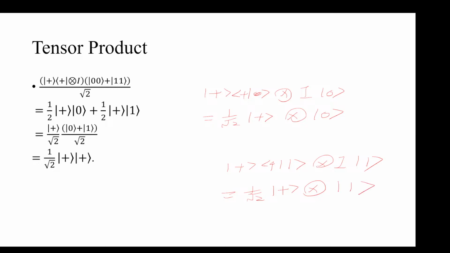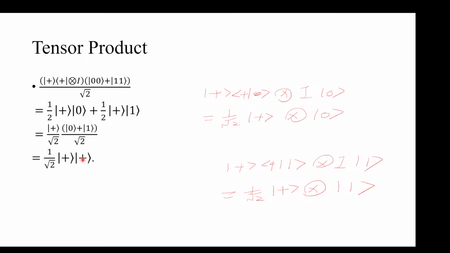So the first component becomes plus and 0, and the second component becomes plus and 1. Then we can group things together once again by the distributive rule: this is 1 over square root 2 times plus, tensor 1 over square root 2 times (0 plus 1). We group the second register together because the first register is the same, and we know 1 over square root 2 times (0 plus 1) is plus, so it's 1 over square root 2 times plus tensor plus. Okay, any questions on this calculation?